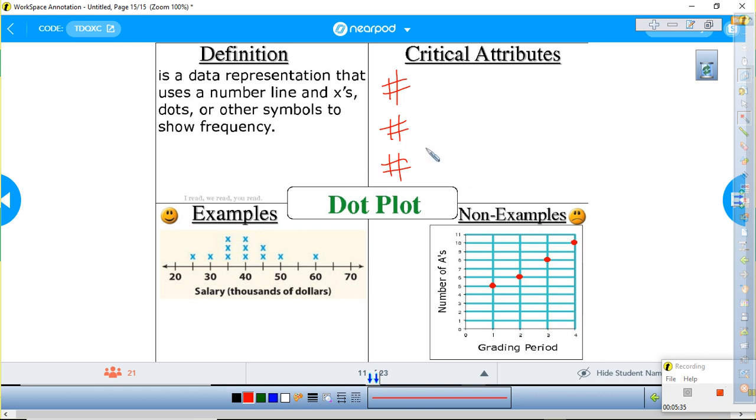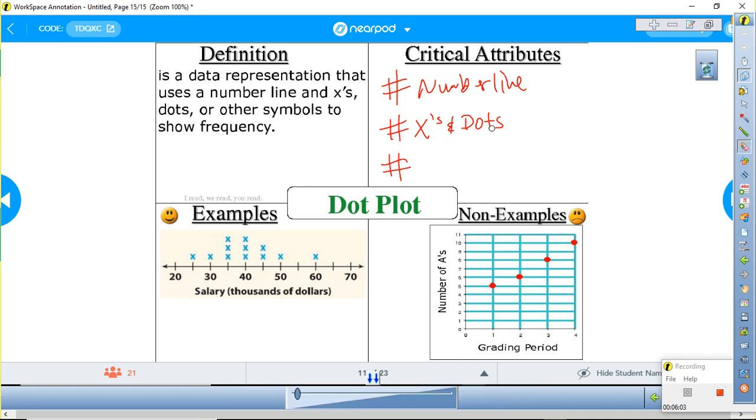We can get it started. Go ahead, Mia. Hashtag number line. Maria. Hashtag X's and dots. How about we change X's and dots to X's and O's? Get it? No? Never mind.